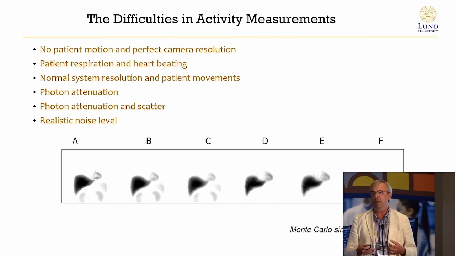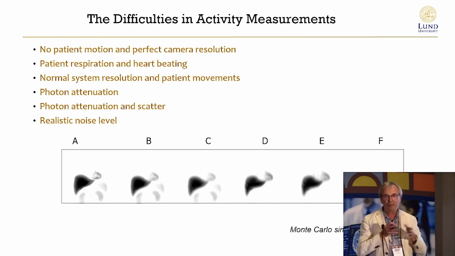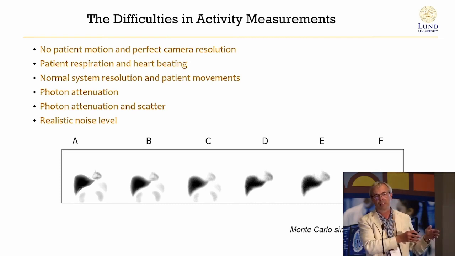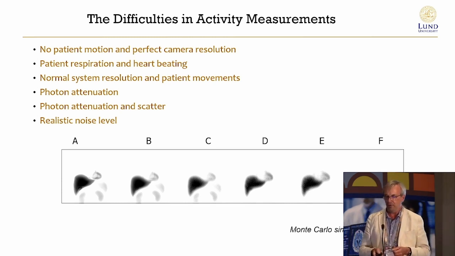And if we have a collimator, it will be even more blurred. Figure D shows that you have attenuation and scatter effects and noise. So basically where we are is at image F, but we want to assume that that corresponds to the distribution in A. So we would have to correct as much as possible for all these physical effects that we have in our real camera.